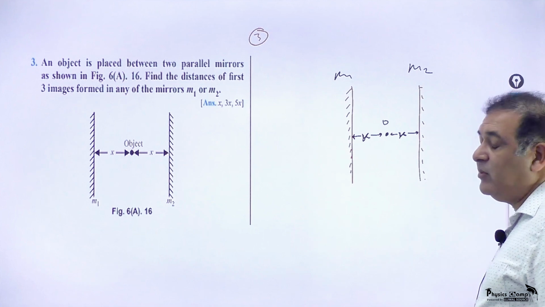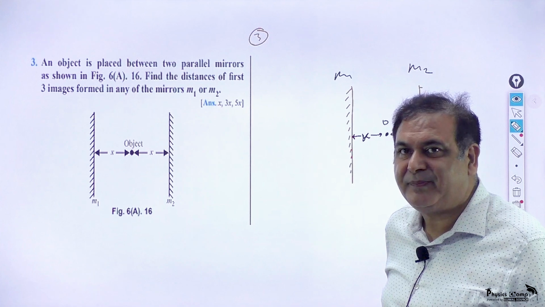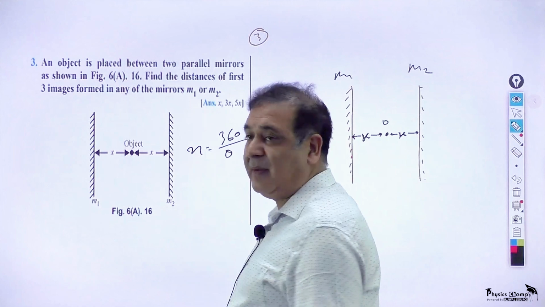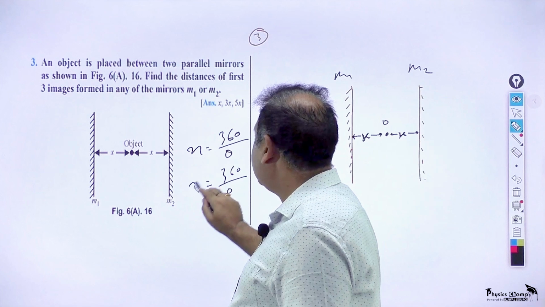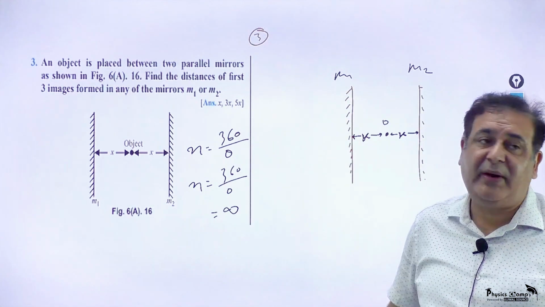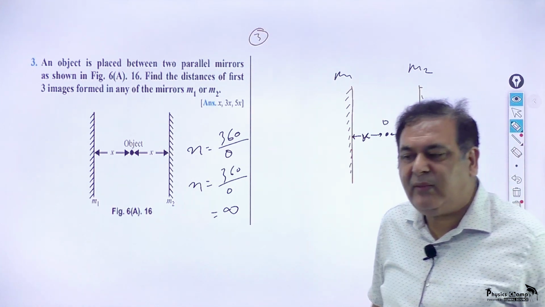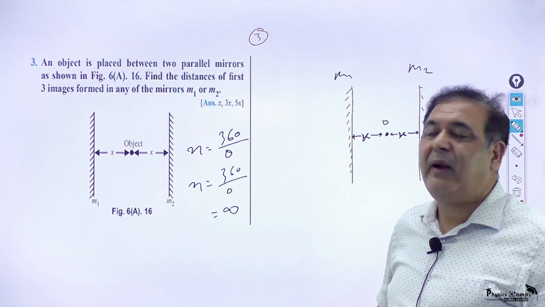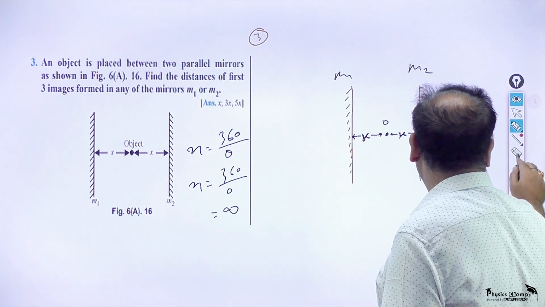So you need to find the location of first 3 images in both the mirrors. You know, number of images is calculated by 360 by theta. Theta is the angle between the two mirrors. So if theta is 0, the number of images become infinite. So in this case, in fact, there are going to be infinite images. But the question is asking, find the first 3 images on both sides, in mirror M1 as well as in mirror M2. So we have done it in our special cases. I'll repeat that here.